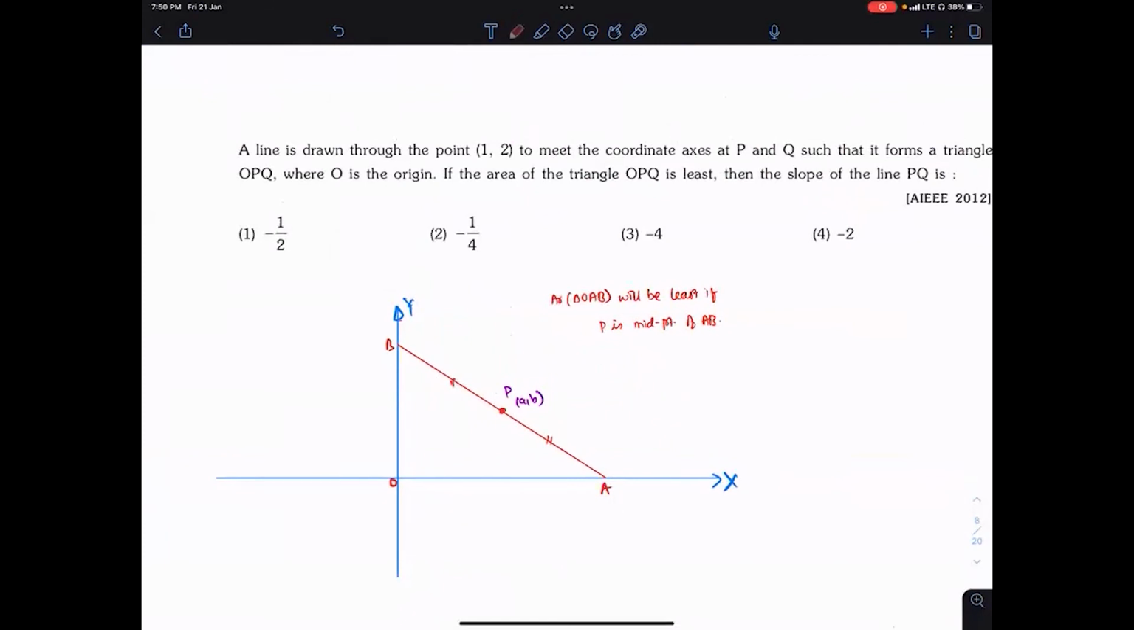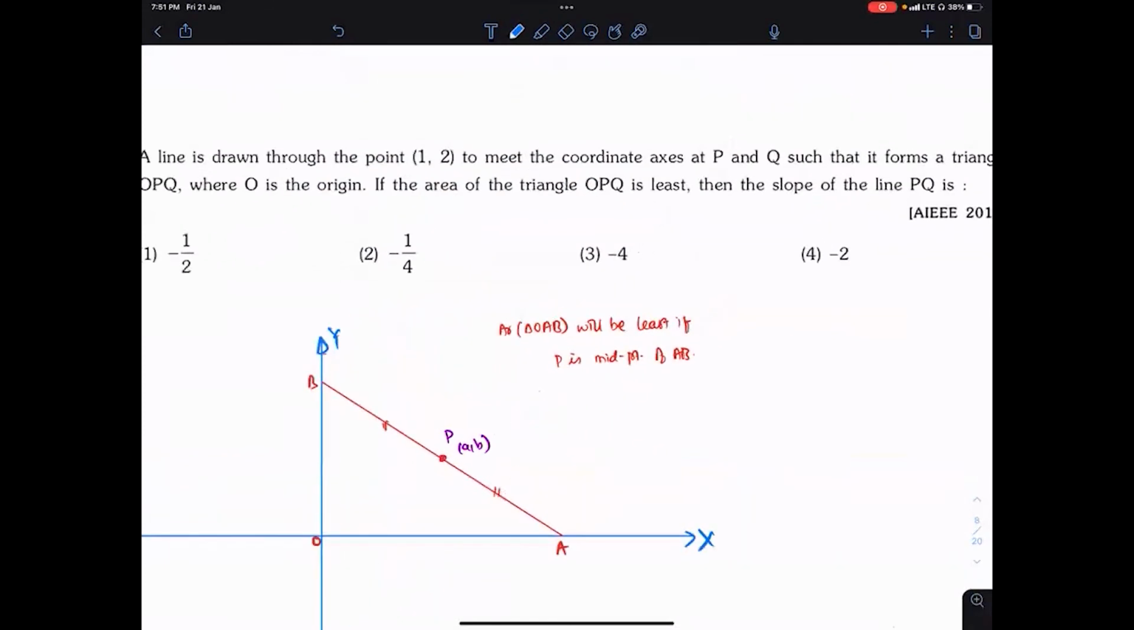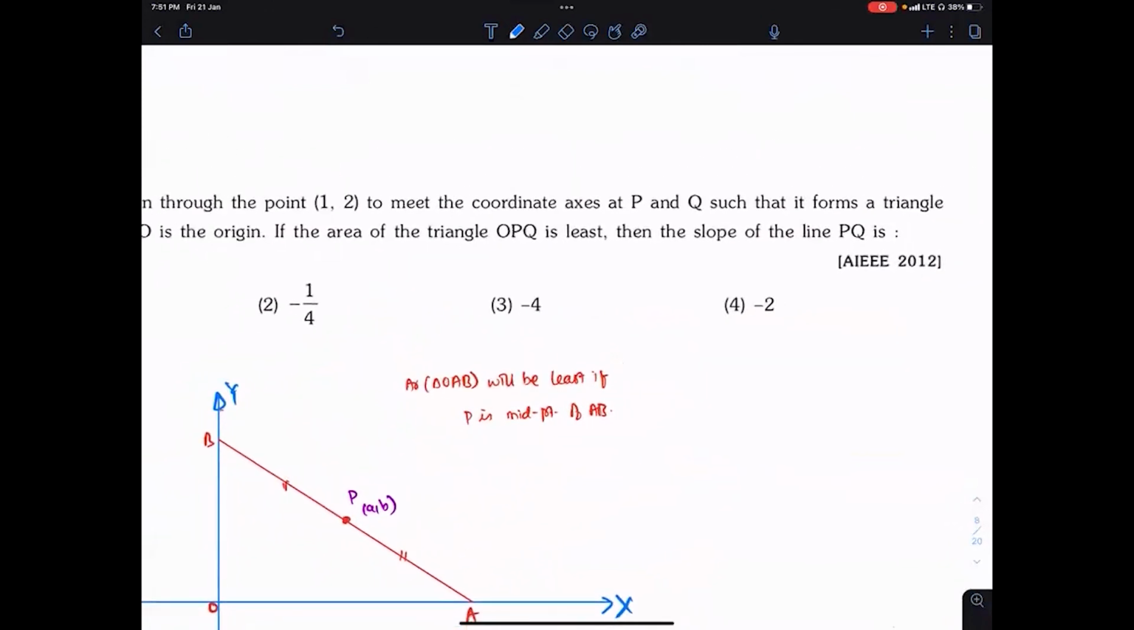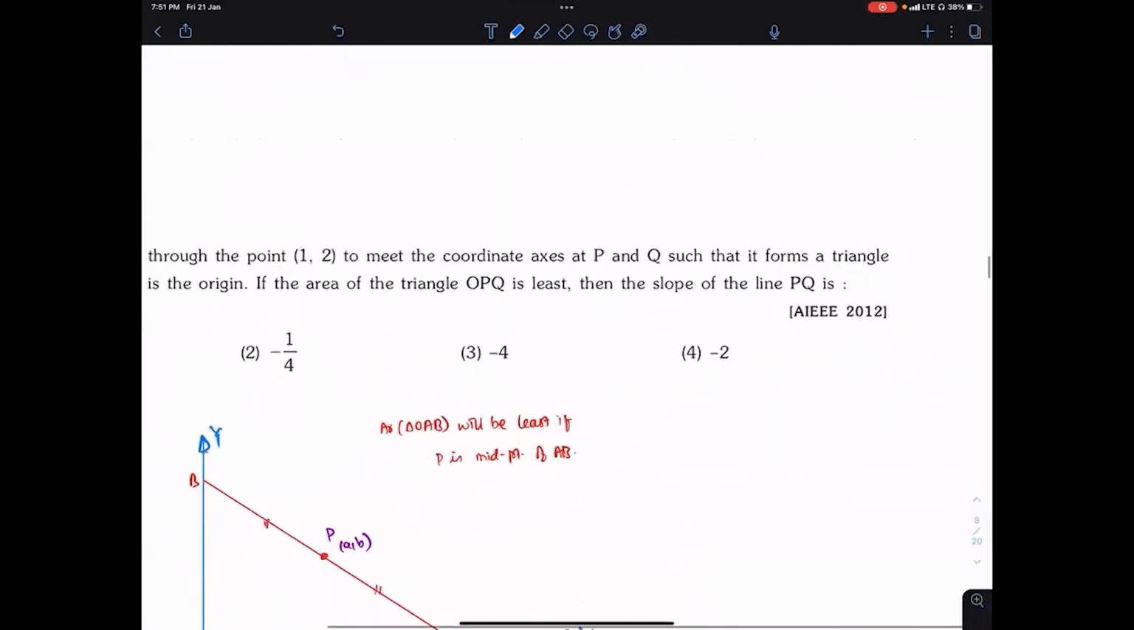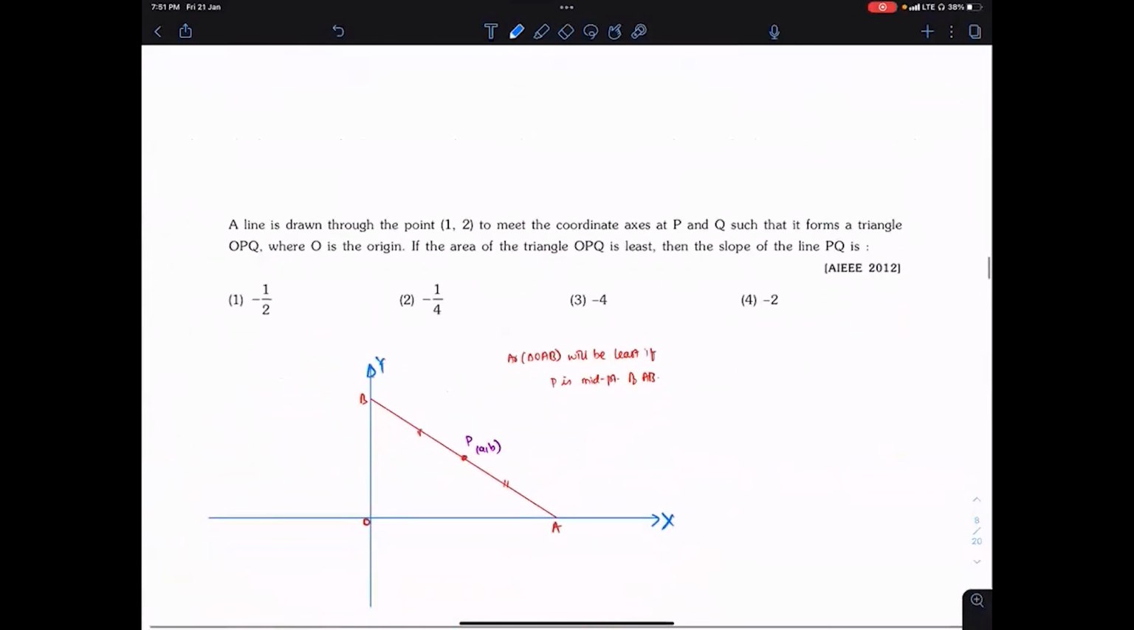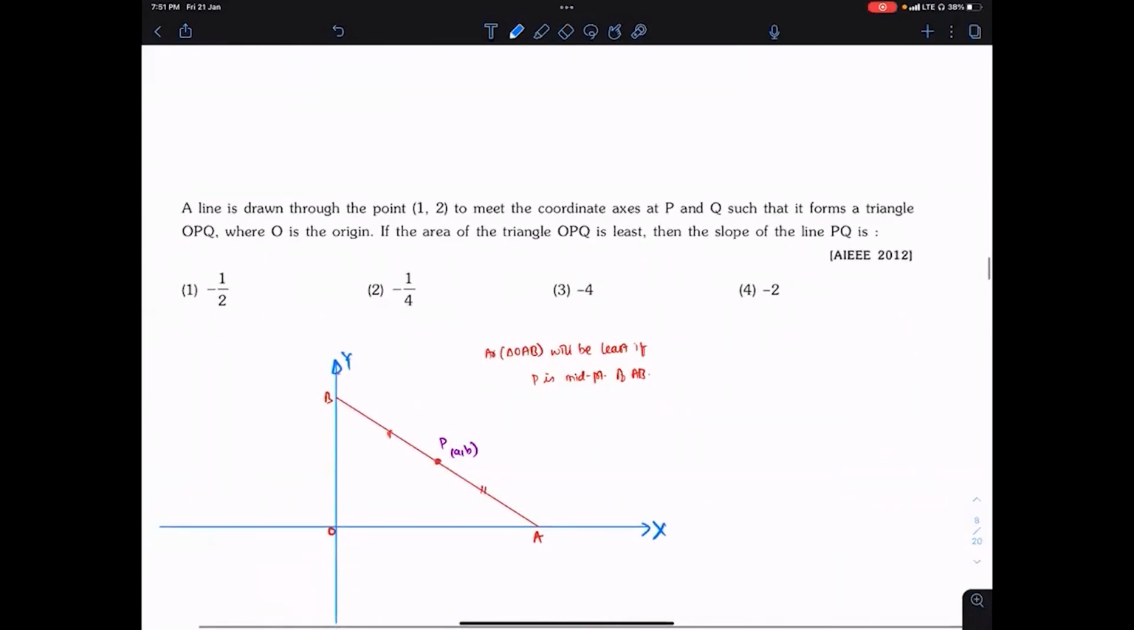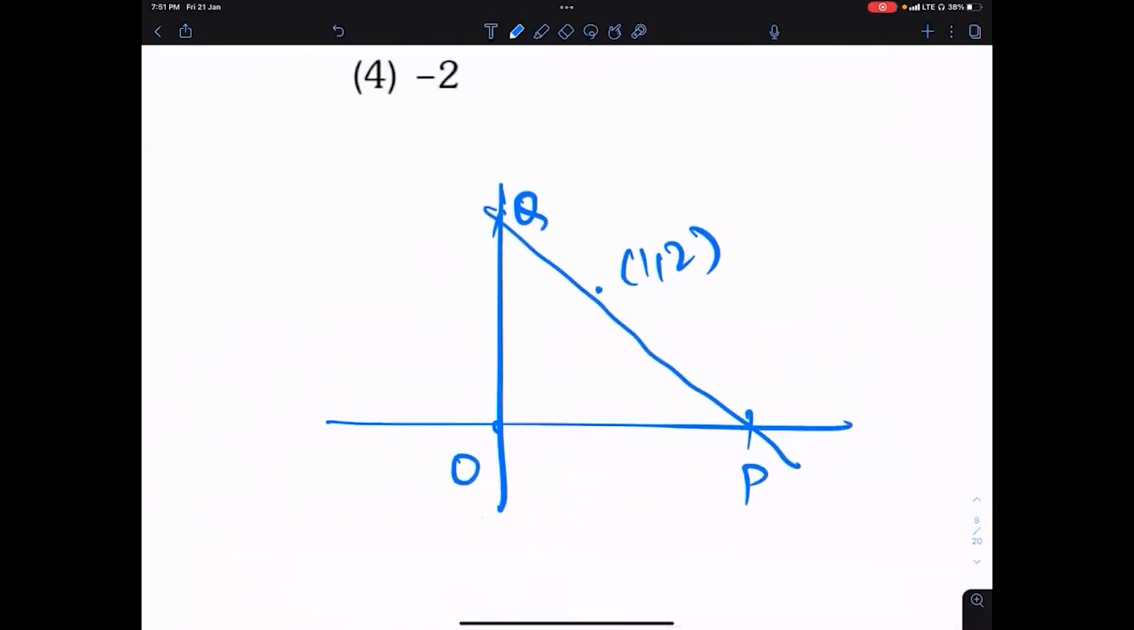Now you see the question. A line is drawn through the point (1, 2), meeting the coordinate axes at P and Q, such that it forms a triangle OPQ. If the area of the triangle OPQ is least, then they are asking the slope of PQ.